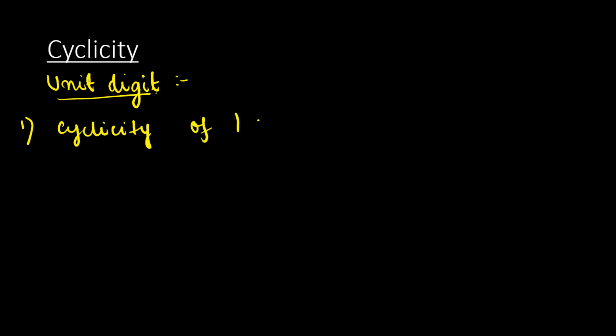Cyclicity of 1. We know that 1 raised to any number gives 1. 1 raised to n is equal to 1. So the unit digit will always be equal to 1.